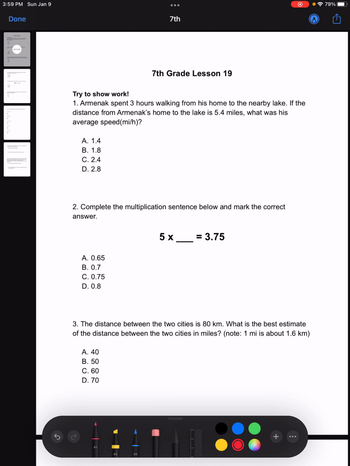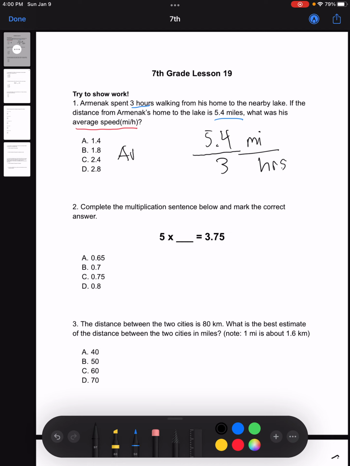Well, this problem asks for average speed, which they define as miles per hour. In addition, we're given a certain number of hours and a certain number of miles. So if we know that average speed is miles over hours, all we need to do to find the average speed of Armagnac's walk is to put the number of miles he walked from his house to the lake, which is 5.4, over the amount of time or hours he spent walking, which would be 3 hours.